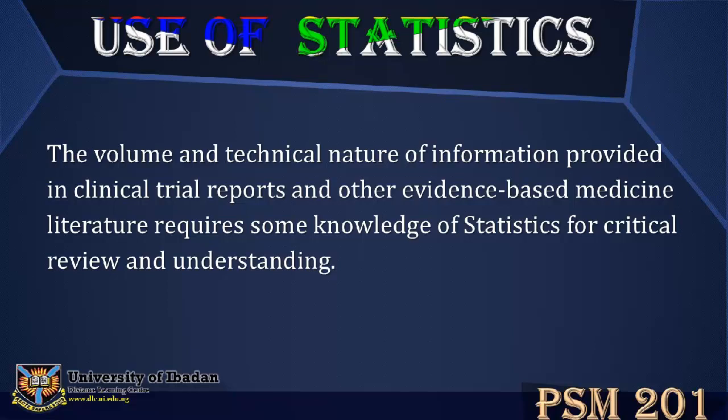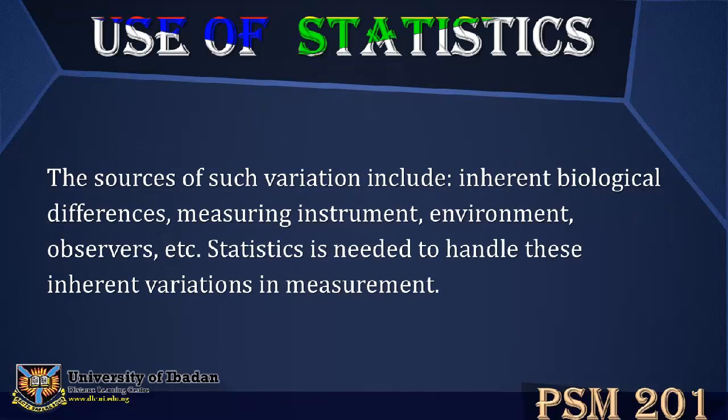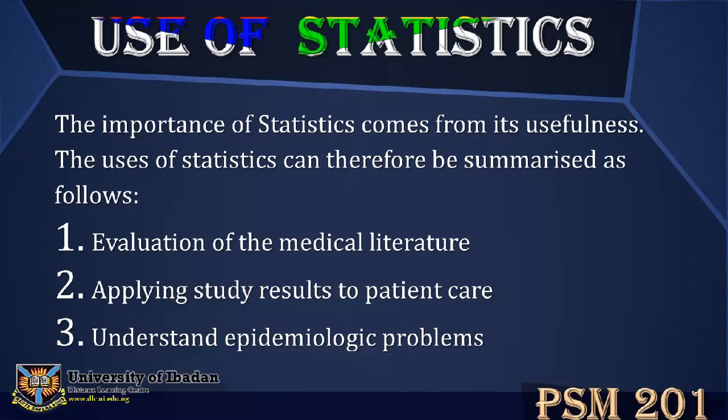A common feature for such data is the ever-present variation in the different data values from one patient to another. The sources of such variation include inherent biological difference, measuring instruments, environment, observers, etc. Statistics is needed to handle this inherent variation in measurements. The importance of statistics comes from its usefulness. The uses of statistics can therefore be summarized as follows.